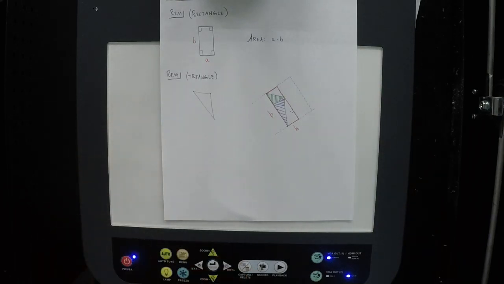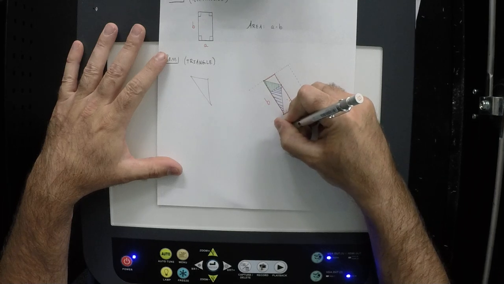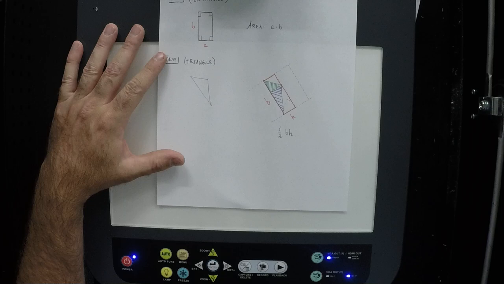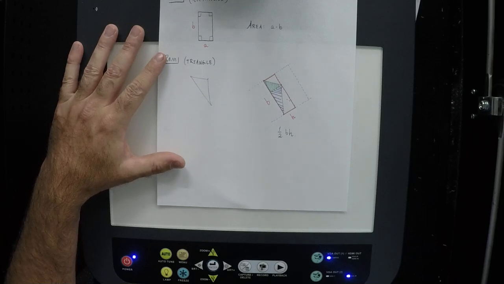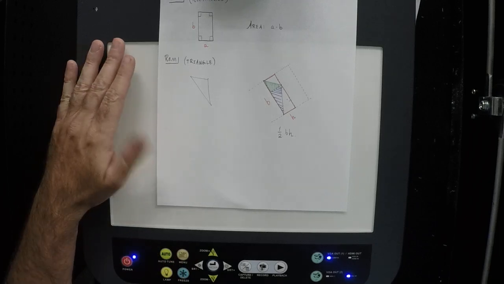So what I want you to observe from this is, how is the area of the red rectangle related to the area of the triangle in which we're interested? Or if you like, the rectangle is exactly twice the area of the triangle. So what's the area of the triangle then? 1/2 base times height. Which of course agrees with the formula that you knew before you got here. But this is why it agrees.